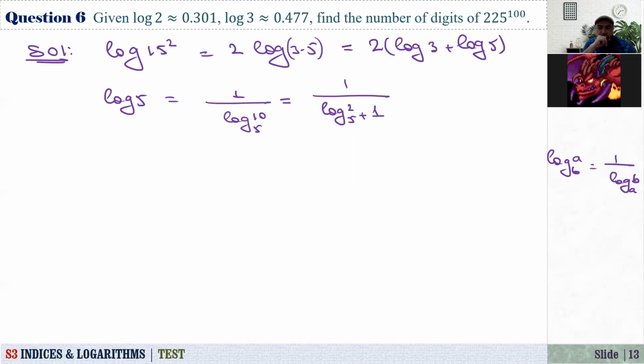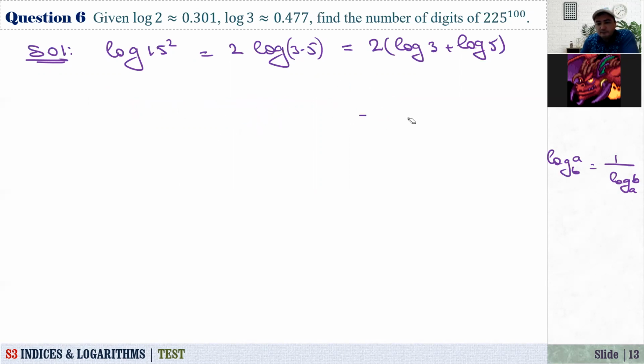Hmm. 5, 10. No. 15 squared, 3 times 5. I think I made something wrong here. Okay.